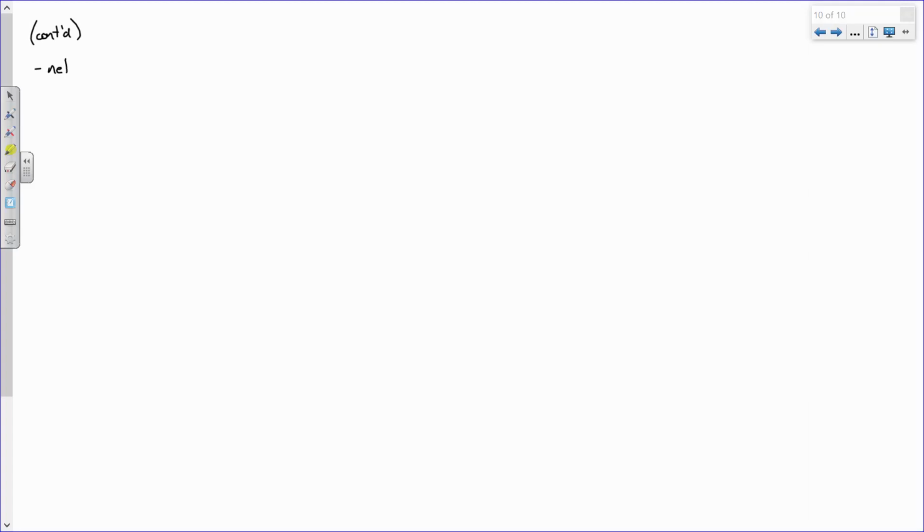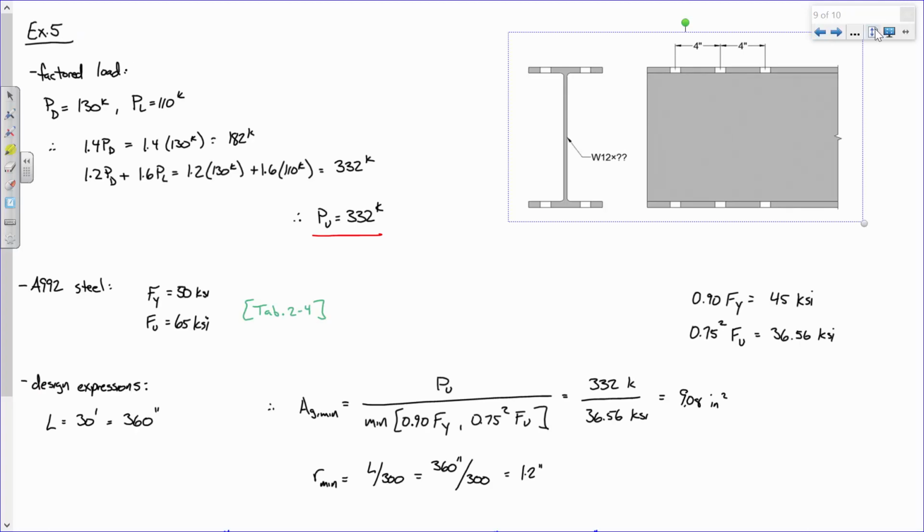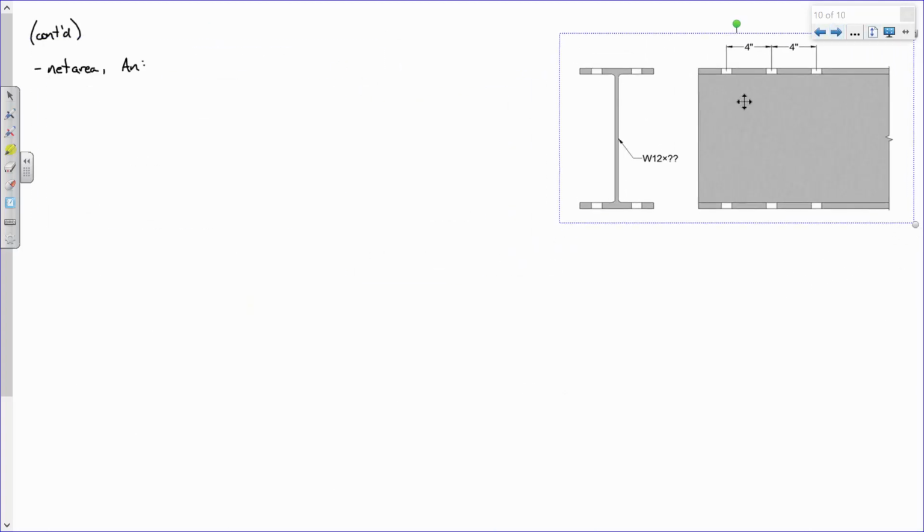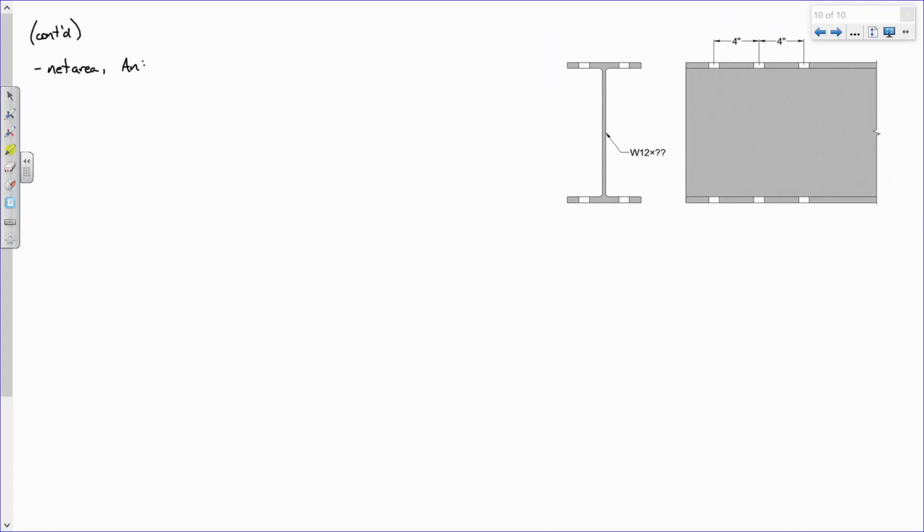First thing we're going to look at is net area. Let me go back and copy that image, just for reference, so that we're all looking at the same thing. Now, our bolt diameter for this problem was different. It was 7/8 of an inch. So what does that mean for the hole diameter? It's 1 inch, right? The diameter of the bolt plus an eighth.